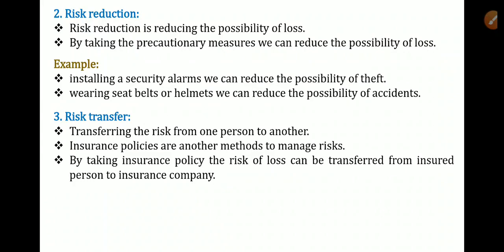Not fully, you can't transfer the full risk of loss to another person. Just a partial risk of loss you can transfer. Even the insurance company won't accept the full risk. So partially they can accept your risk by taking a premium. They won't simply accept your risk. By taking a premium amount, they'll accept a risk of loss.